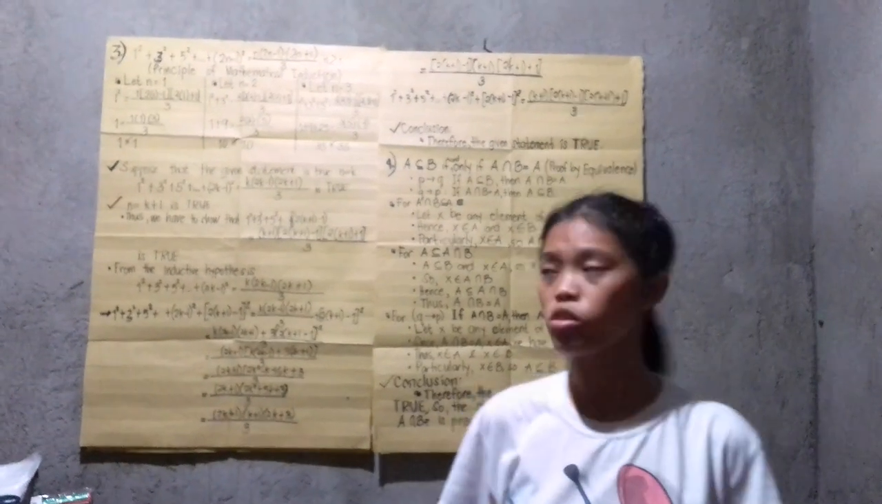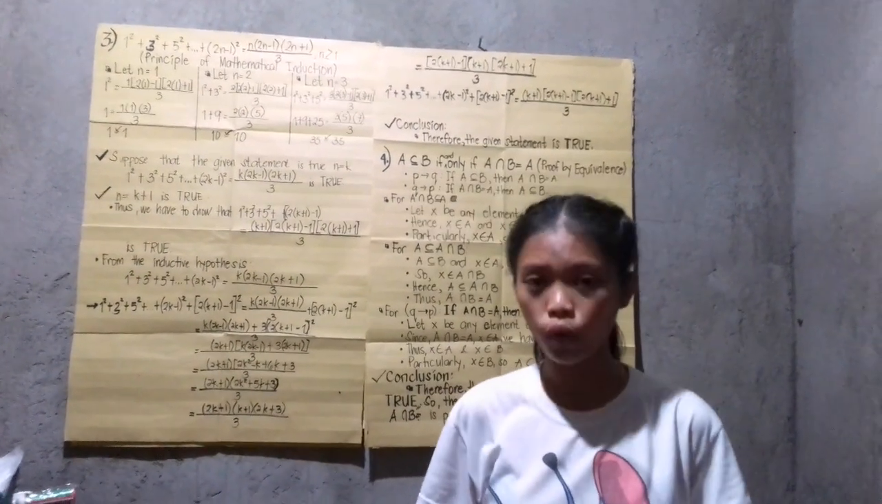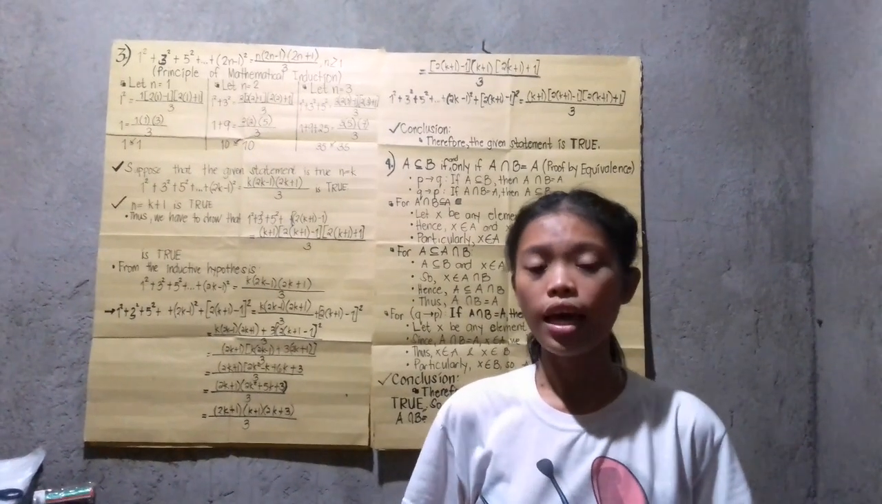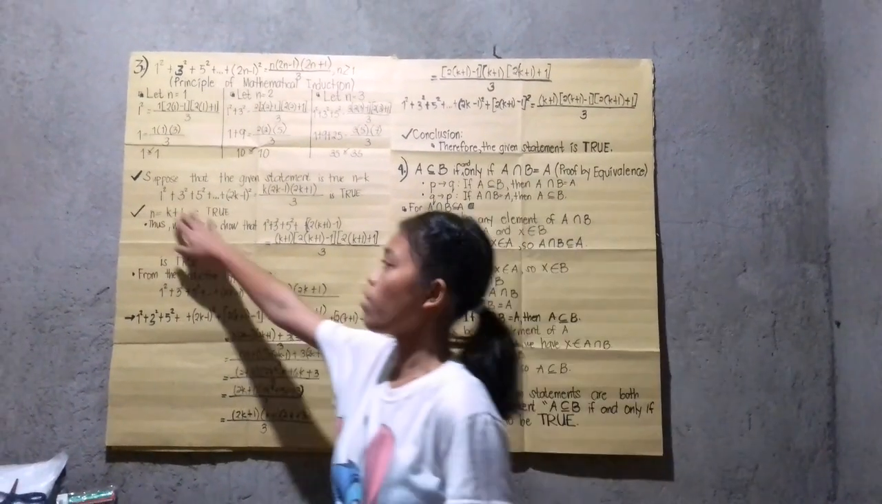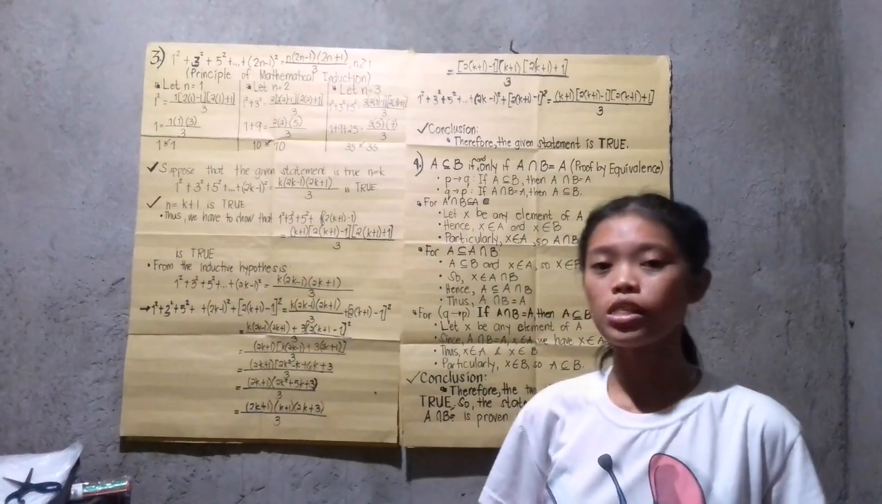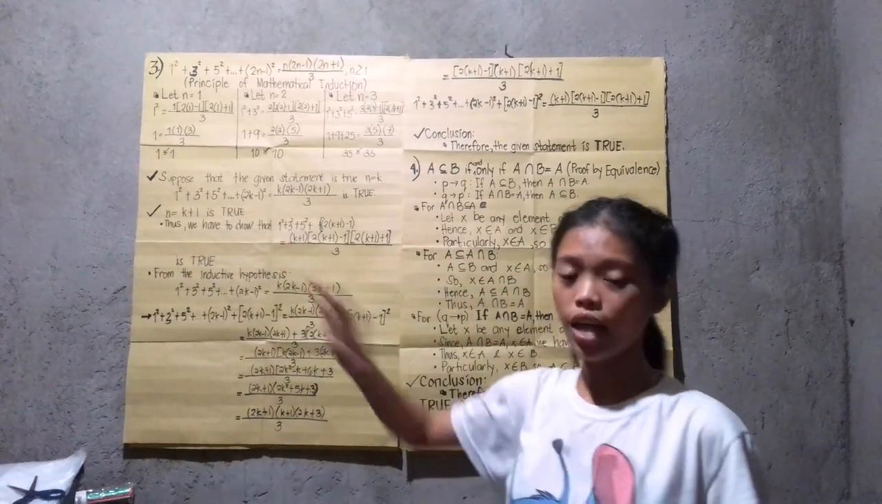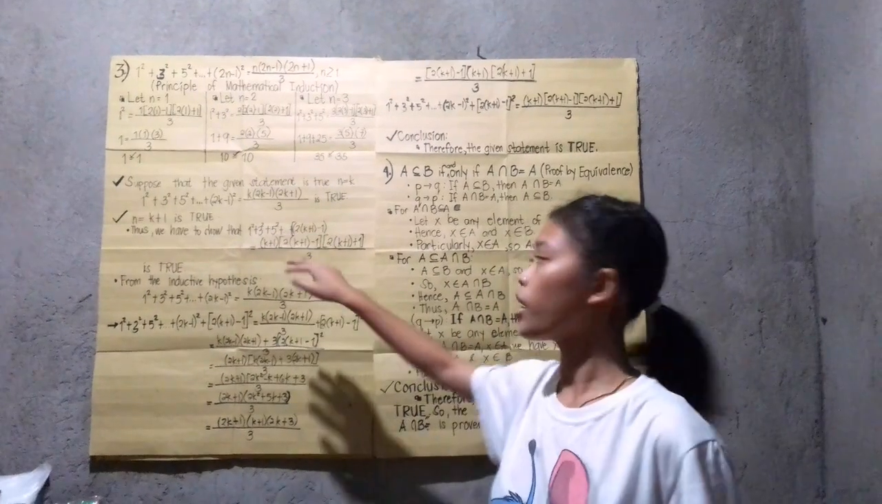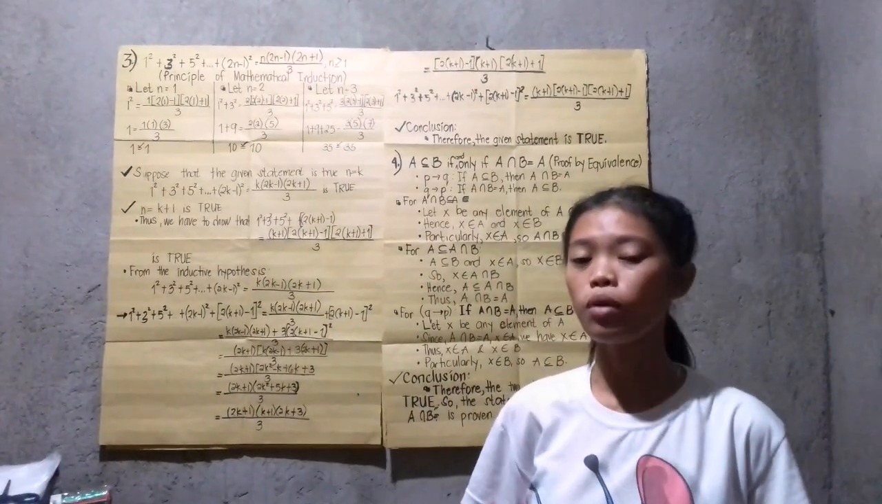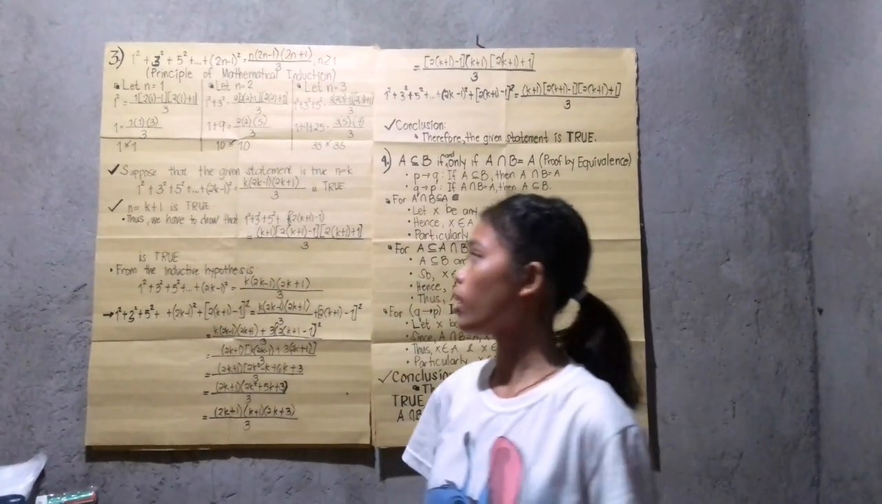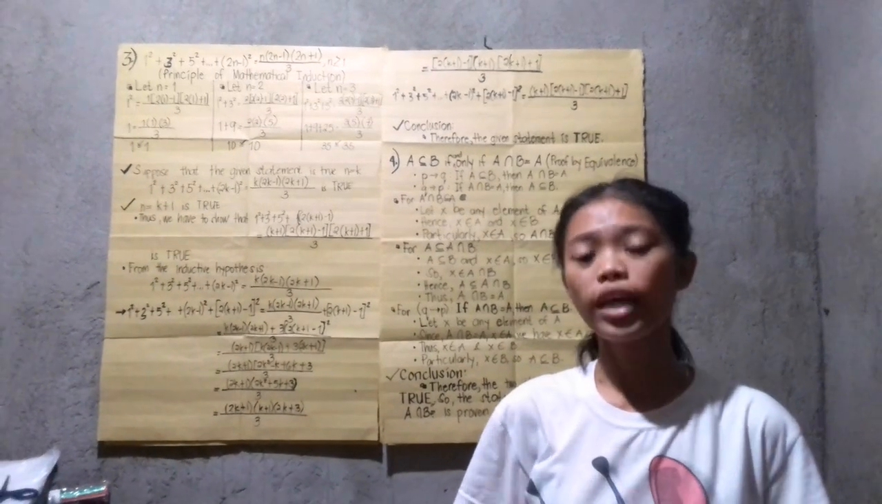Next, suppose that the given statement is true where n is equal to k. So now we will substitute the value of n with k. So we have 1 squared plus 3 squared plus 5 squared plus up to (2k minus 1) squared is equal to k times (2k minus 1) times (2k plus 1) all over 3. So we will assume that this statement is true.